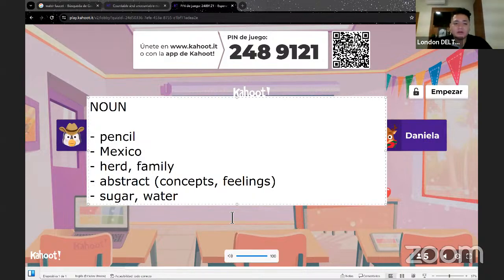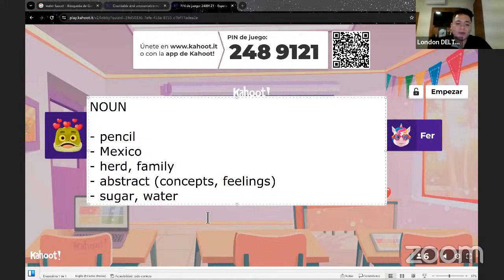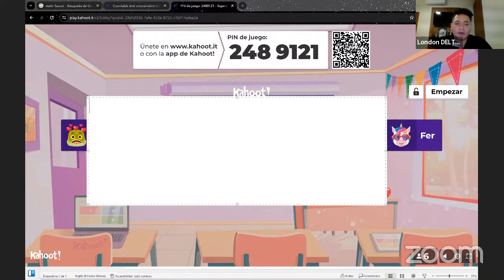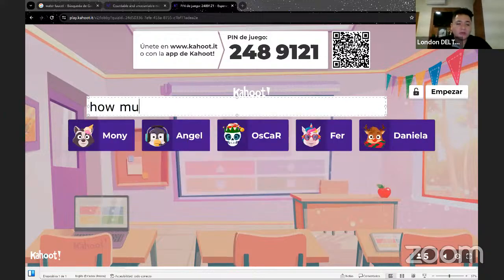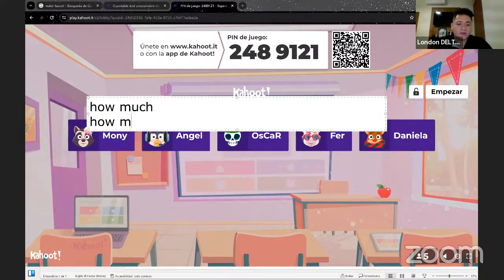How you need to choose the countable or uncountable noun. Vamos a repasar entonces los ejemplos, les van a aparecer sustantivos y ustedes tienen que elegir si son contables o incontables. Okay, the other thing is, remember that we use how much, how many.